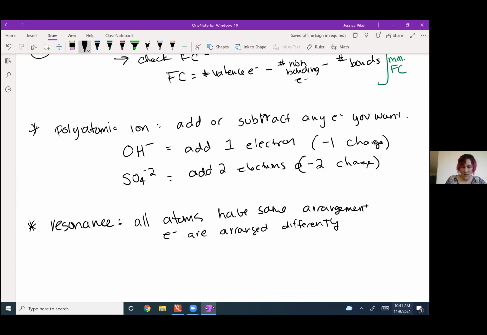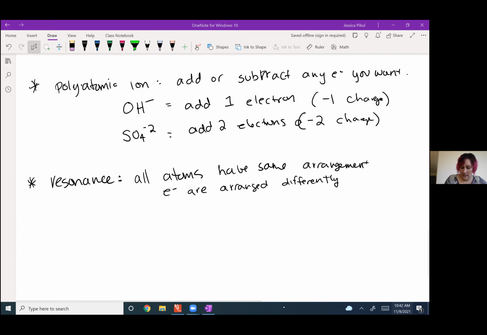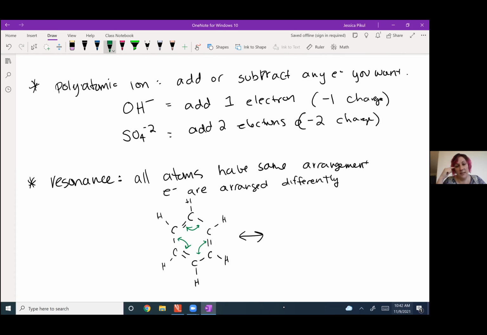So in something like benzene. Of course, I choose one that takes too long to draw. I can draw a resonance structure. I use a double arrow where I essentially take each of these double bonds and single bonds and swap them. And it'll look the same, but if I labeled each of these carbon atoms, it would be a different arrangement of which ones were single bonded or double bonded. And that's what we would call a resonance structure.